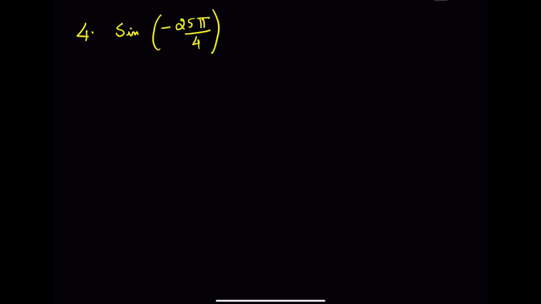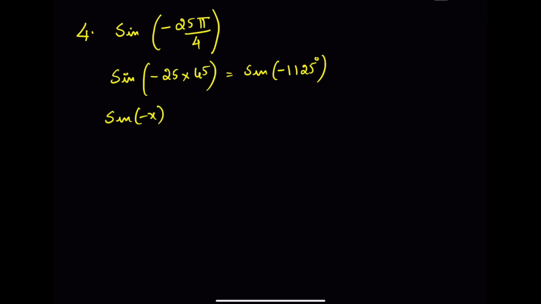Here we have to find sine of minus 25 pi by 4. So how would we approach this? We will find this in degrees. So this is sine of minus 25 times 45 degrees, which is sine of, please do the multiplication, it is sine of minus 1125 degrees. Now we know that sine of minus x is minus sine x. So this is an important thing we learned in the previous videos. So now we know that the answer is definitely going to be a negative value.